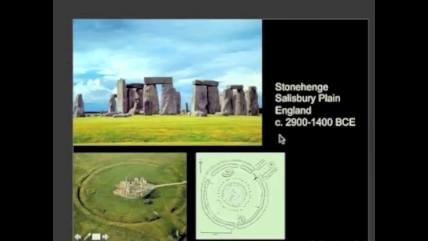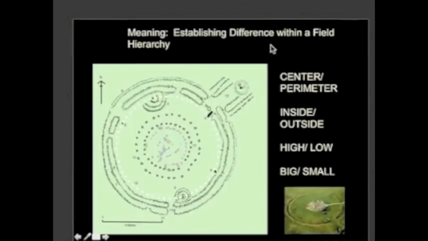But what we're going to do right now is not even ask those questions, but instead look at how this thing is organized. And if we look at it, a lot of the words we were talking about in our earlier discussion come into play here again. That is to say, there's a really clear idea of center, there's a really clear idea of perimeter, and those distinctions alone begin to set up a lot of hierarchical distinctions. For example, if you had to find the most important spot in Stonehenge, where would that be?